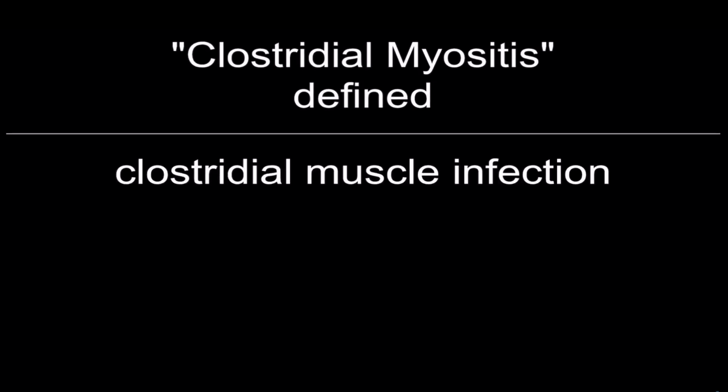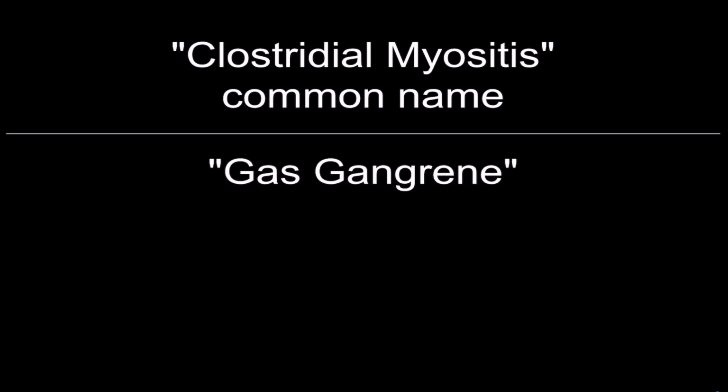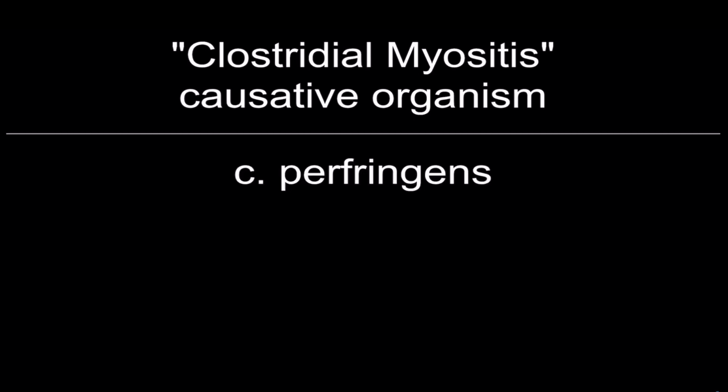Clostridial myositis. How do you define this? Clostridial muscle infection. What's the common name for clostridial myositis? Gas gangrene. What's the causative agent for clostridial myositis? C. perfringens.